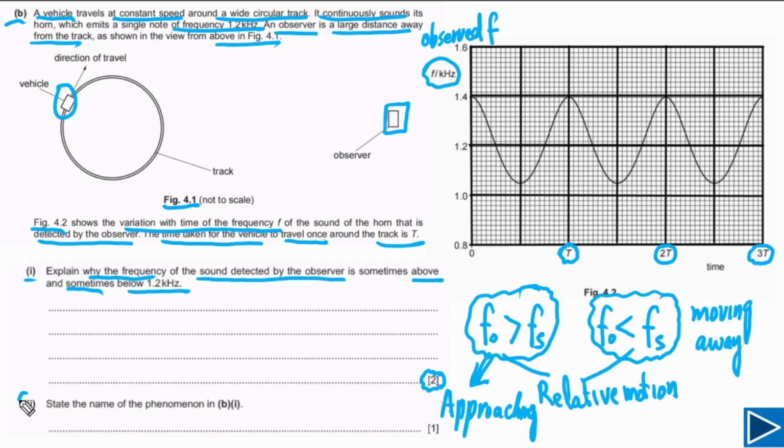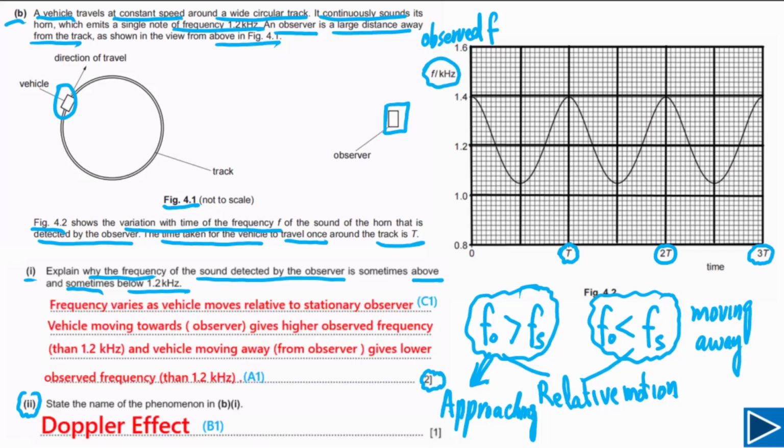And the next part is asking you to state the name of the phenomenon in part B1, and that is simply Doppler effect. So if you write down Doppler effect here, you will get 1 mark. So now let's try to understand how we can write down the answer for this question. So this is how you can write down the answer. This is all what you need to write down. I have mentioned all these points here.